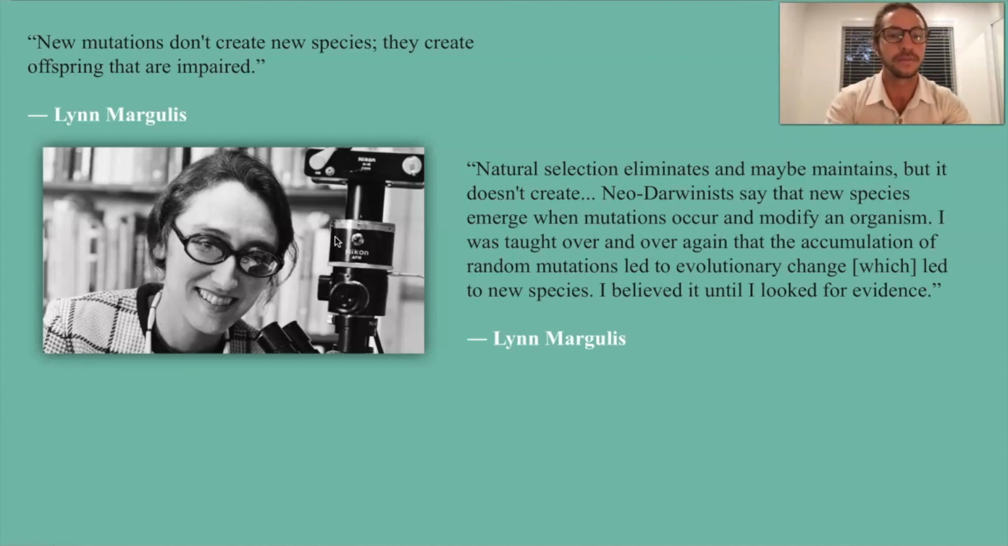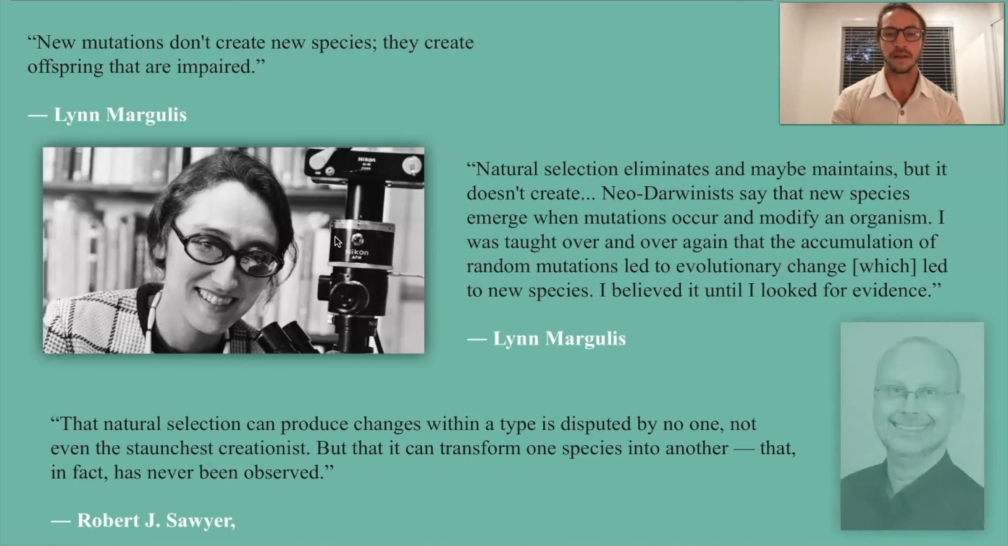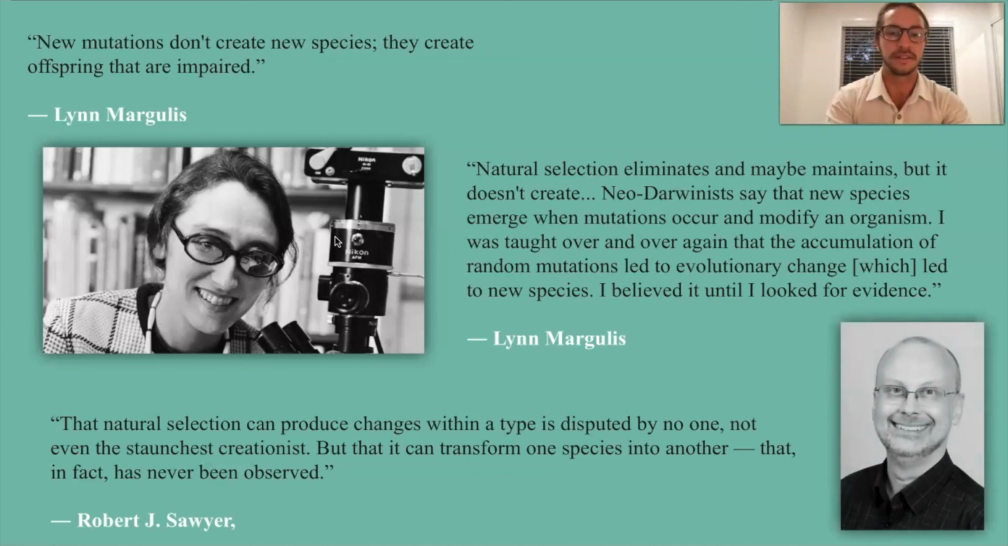So there's quote 2. And to finish, here's another quote. That natural selection can produce changes within a type is disputed by no one, not even the staunchest creationist, but that it can transform one species into another, well, that in fact has never been observed, and that is by this man, Robert J. Sawyer. He's an author.